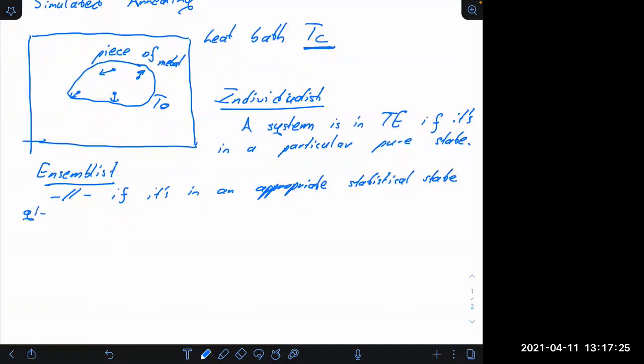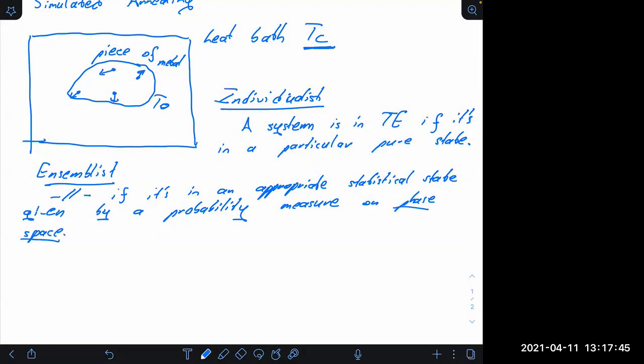Given by a probability measure on phase space. So this gets very weird very quickly.